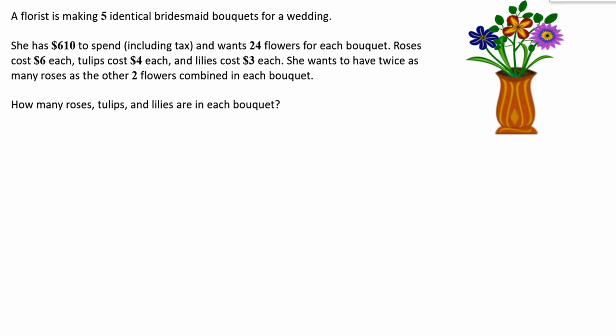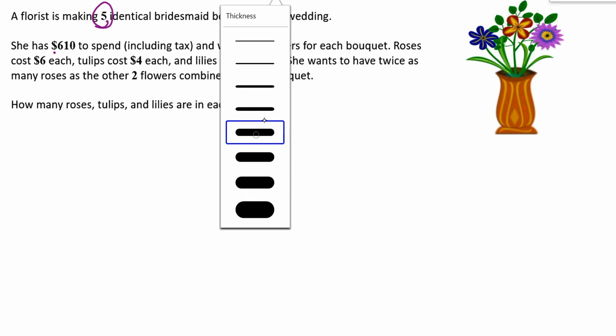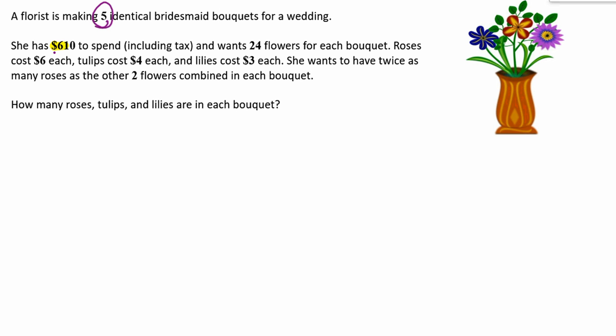Okay. A florist is making 5 identical bridesmaids bouquets for a wedding. It's a big old bold number, so obviously we're going to need that. Maybe, maybe not. She has $610. Okay. How about we use a highlighter? Let's make it a little bit thinner though. $610 to spend. That's a math word right there. And wants 24 flowers for each bouquet. Roses cost $6 each. Tulips cost $4 each.